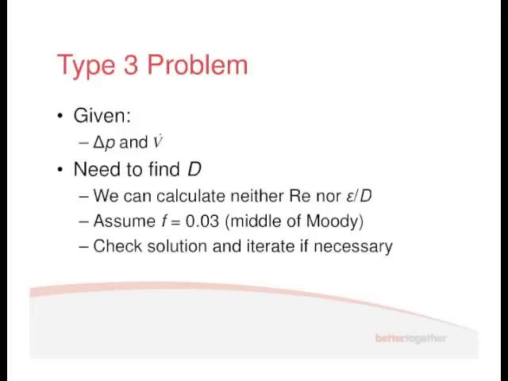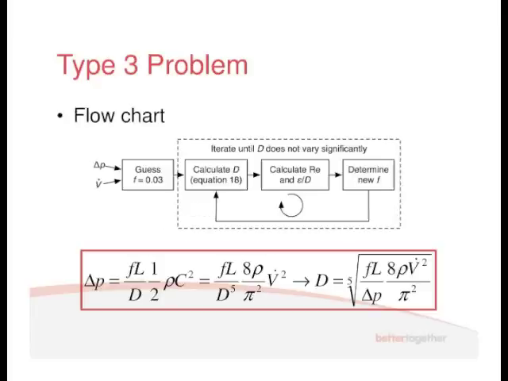So the flow chart looks like this. We're given the pressure drop and the flow rate. You guess a friction factor. It's a complete guess. We choose 0.03. You can pick another number if you want to, but by guessing a value, you can at least then solve the equation using this equation. So you determine what D is. You then calculate a new Reynolds number and relative roughness, which will give you a new friction factor, and then you can calculate a new value for D. And again, you keep going around the loop until D doesn't vary significantly.